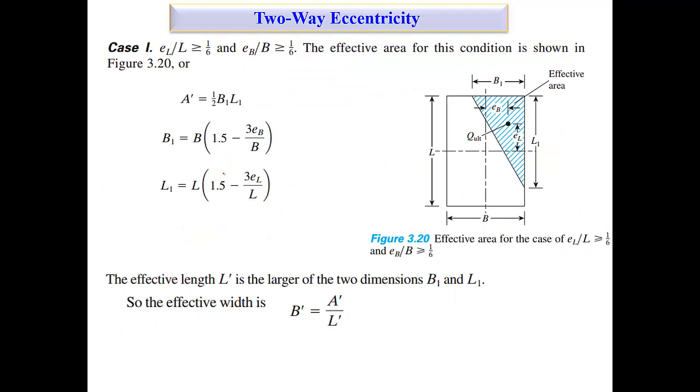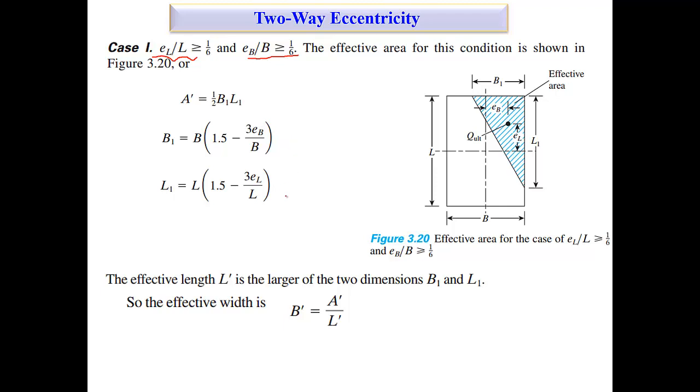Okay, so that's why the researchers developed several cases. The first case is if EL over L is greater than or equal to 1 by 6, the ratio of EL by L is greater than 1 by 6. Similarly for EB by B greater than or equal to 1 by 6, and in that situation the effective area of these conditions is shown in this figure, and which we call it, can you hear me?